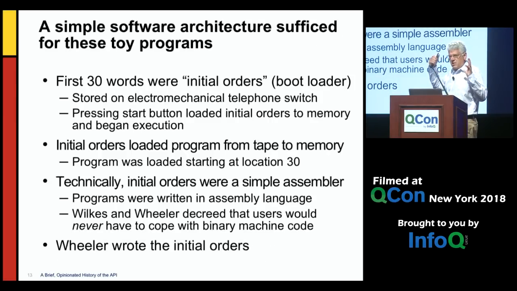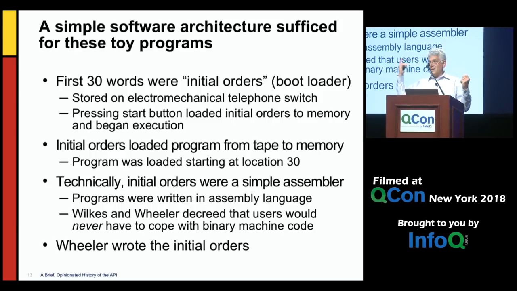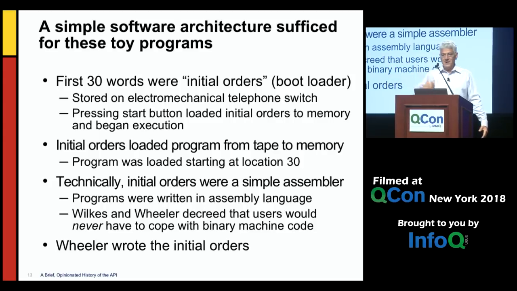Simple toy programs like that didn't need much in the way of an architecture. They didn't need subroutine libraries. So the architecture was just a simple set of initial orders, which in modern terminology would be called a bootloader. And it was stored on an electromechanical telephone switch. The whole machine was electronic, except this switch, which contained the bootloader. And it simply read the program off the paper tape, put it into the mercury delay lines, and then started execution at the location immediately following the bootloader.